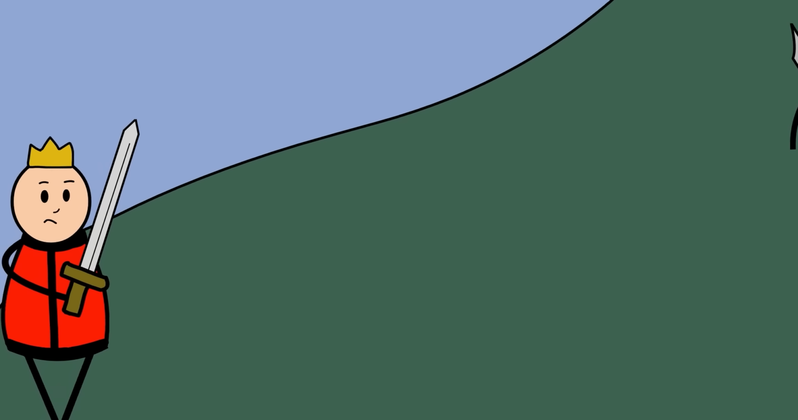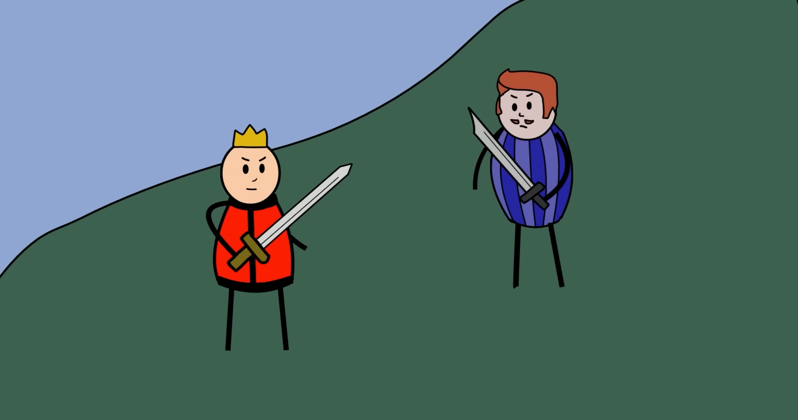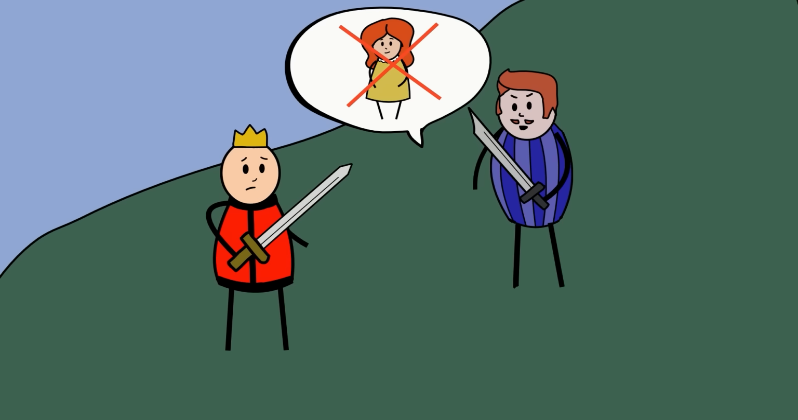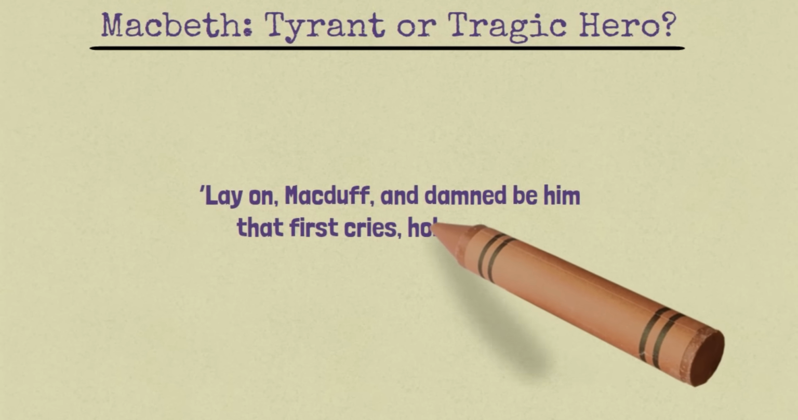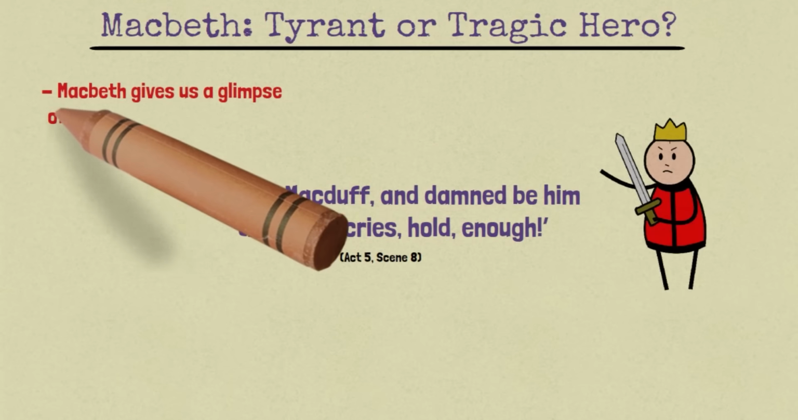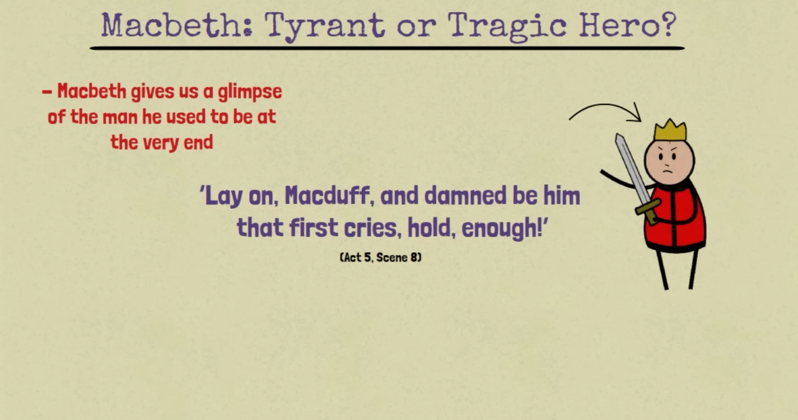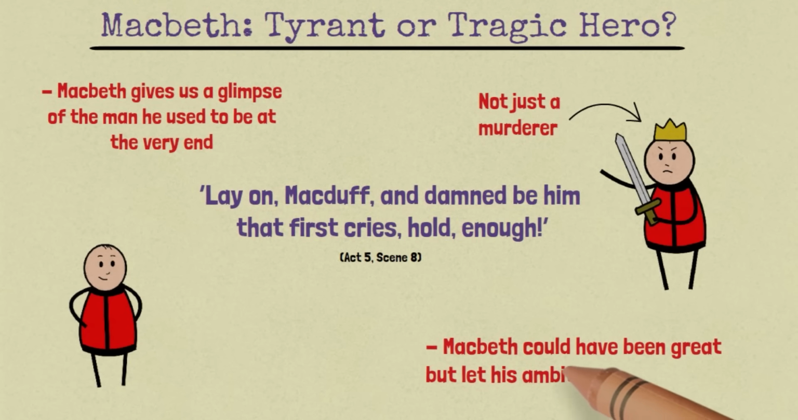However, we are able to see a glimpse of the man he once was in the final battle with Macduff, where he refuses to surrender and goes out on his own terms, crying out, "Lay on, Macduff, and damned be him that first cries, 'Hold, enough!'" This return to bravery, even in defeat, is tragic because it reminds us that Macbeth wasn't always a murderer. He was a man who could have been great, but allowed his ambition to destroy him.